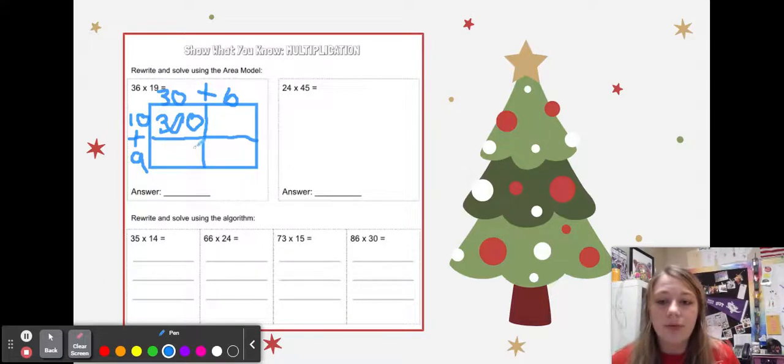Once you solve for the rest of your partial products, make sure you add them all together to get to your answer, okay? All right, give you guys a second to make sure you have all of this written down, and then we'll go on to the next part.